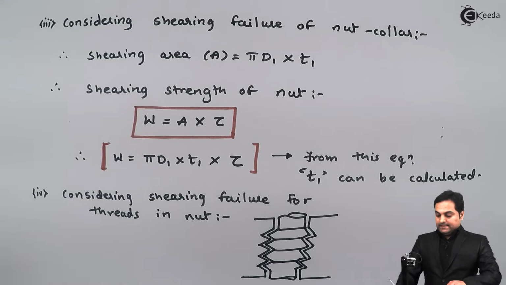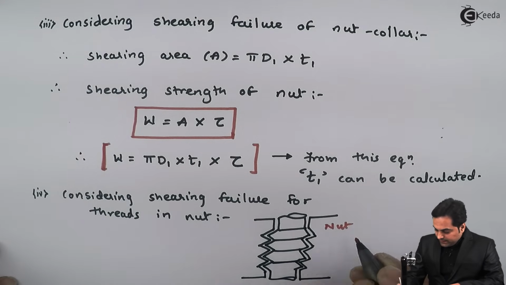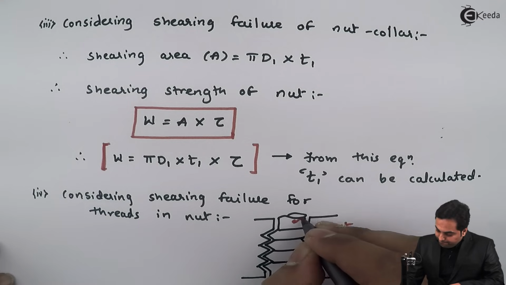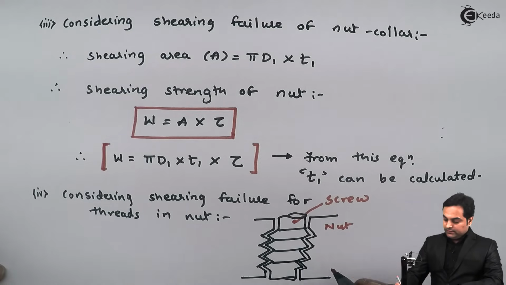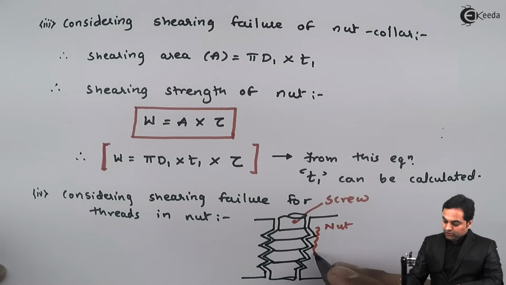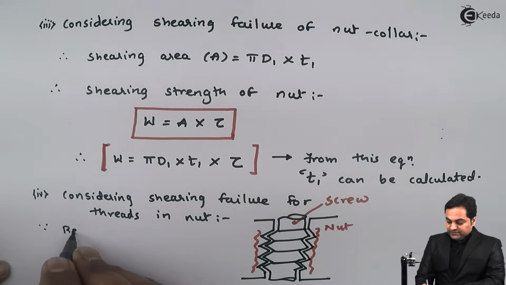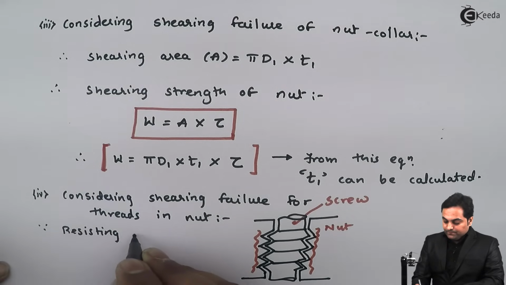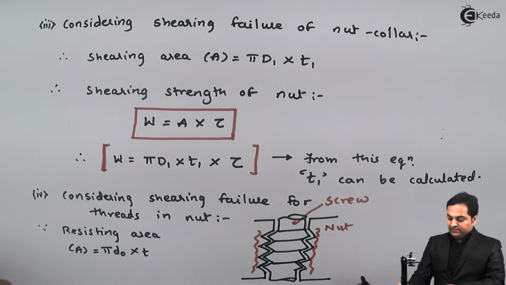Now, as we can see in this diagram, here this is the nut and here we have the screw. So there are chances that when the load is applied, there can be shearing of this nut along its major diameter. It can fail here, which is called DO. So the failing area, since resisting area is also called the failing area, will be equal to pi DO, which is the circumference, multiplied by T, which is the thickness of threads.